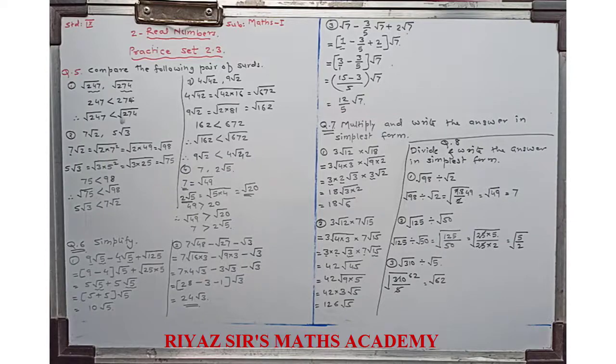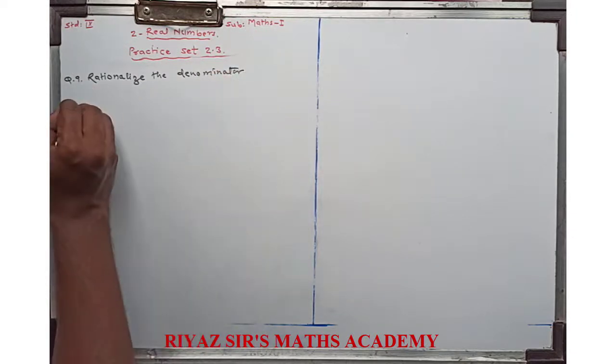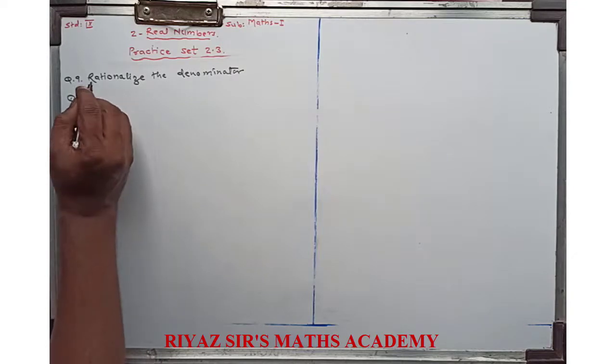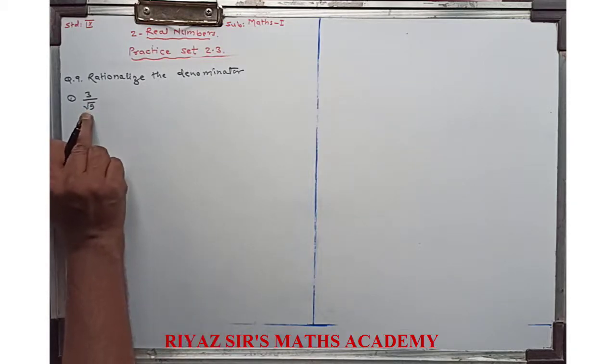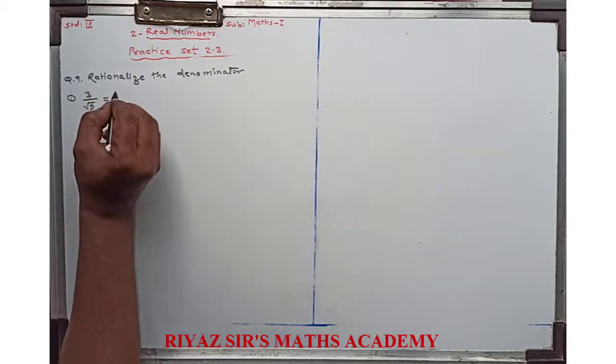Now come to the next question, that is rationalize the denominator. Question number 9 is rationalize the denominator. The first example is 3 upon root 5. So here if you observe the denominator, then the denominator is an irrational number. We have to convert this irrational number to a rational number. Okay. So how we can convert, just see here.